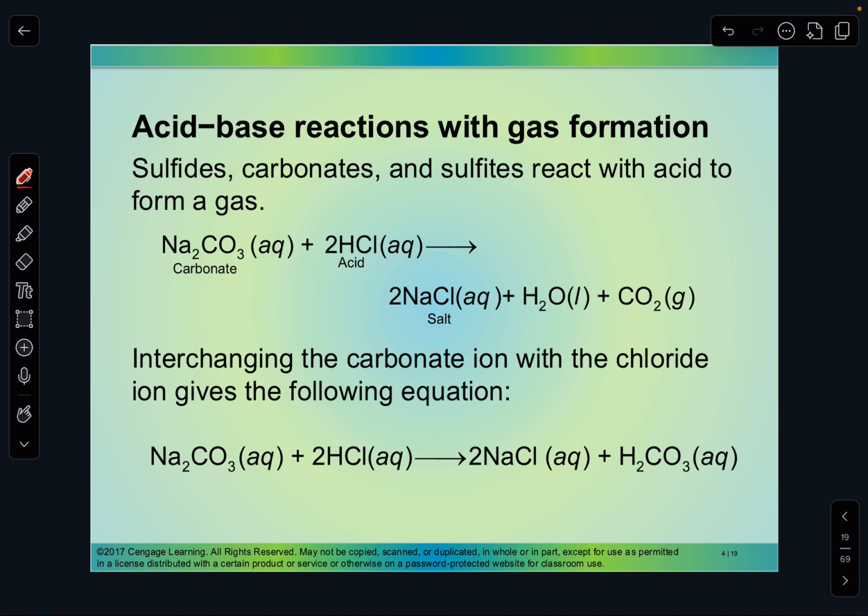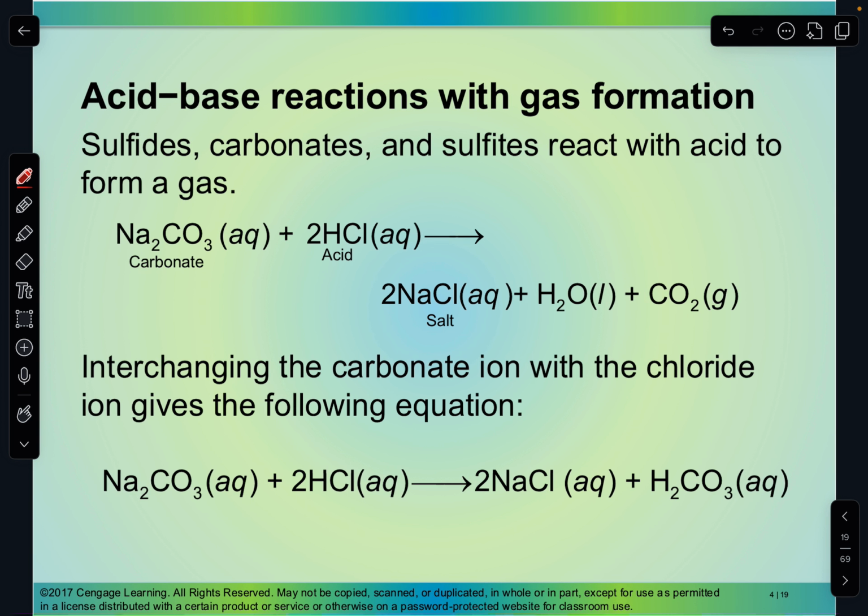Sometimes the precipitation is going to be a gas. And so you might get something like this. So specifically, if you have a sulfide that you're reacting, a carbonate or a sulfite, those are going to be reacting to make a gas. The most common one is a carbonate, though.